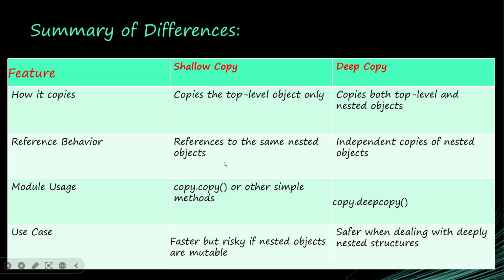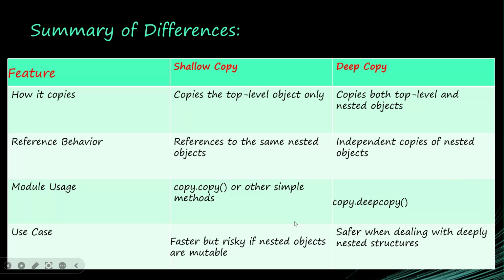That is why when you do a shallow copy of the nested objects, it is actually doing a reference to the nested objects. And when you make changes to the nested objects, it will also affect the original copy. But because the deep copy is taking an independent copy of the nested object, they are different. It is a copy by value. So when you make changes to the new object, it will not affect the original object.